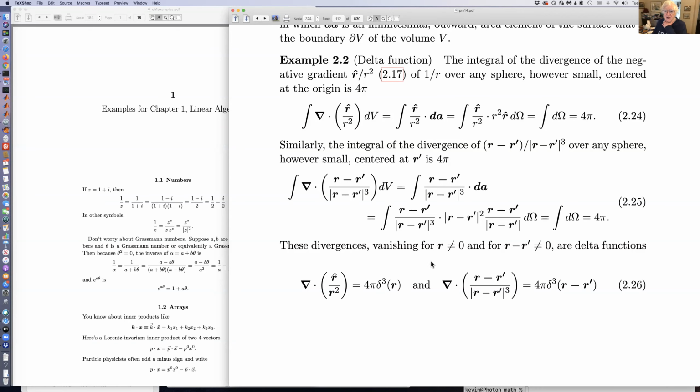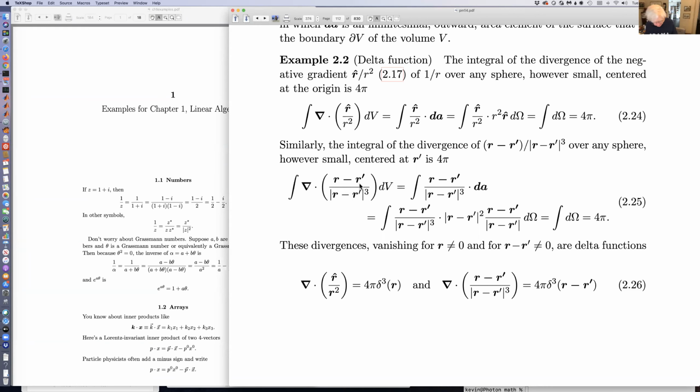In any event, or similarly, the integral of r minus r prime over that cubed over any sphere, however small, centered at r prime, also is 4 pi. I mean, this is just translating this equation to the point r prime. On the other hand, this divergence is 0 if r is not 0, and this divergence is 0 if r is not r prime.